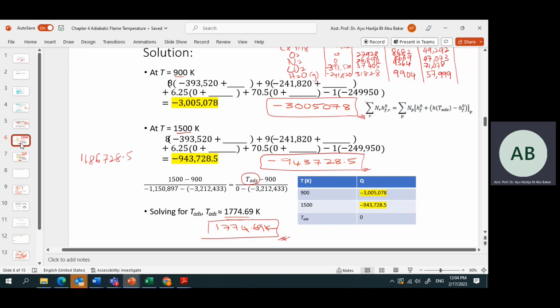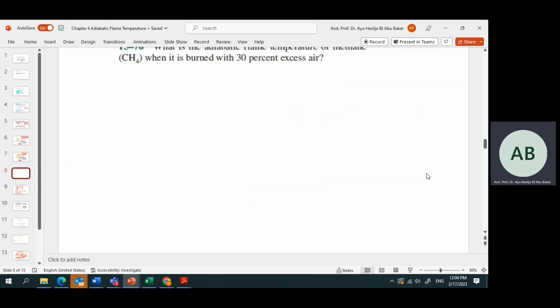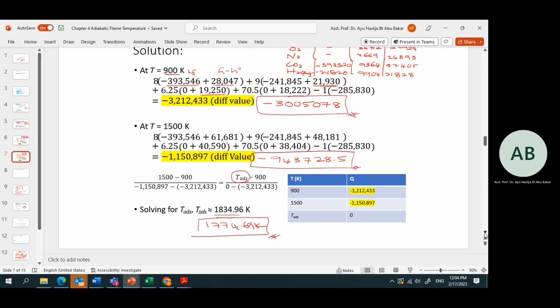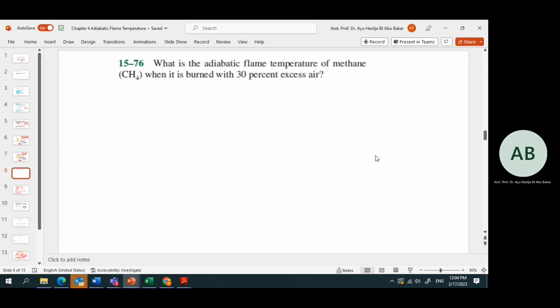Later you check your calculation. I need to proceed. Okay, we proceed with this question. Another example. This one is from the textbook. It asks you to calculate the T adiabatic of methane when it is burned with 30% of excess air. You will have methane as a fuel and air. With 30% excess air, your product stream will have oxygen.